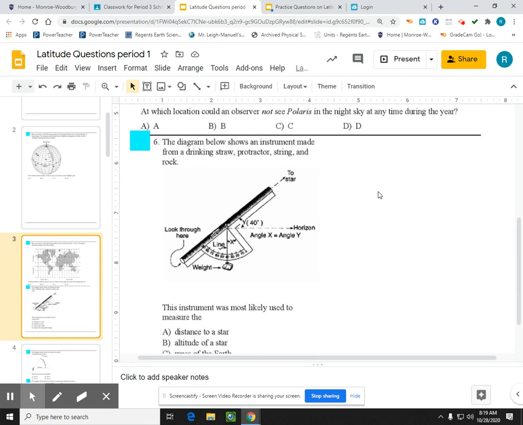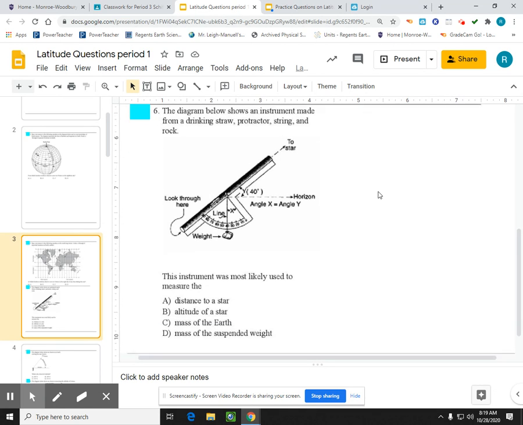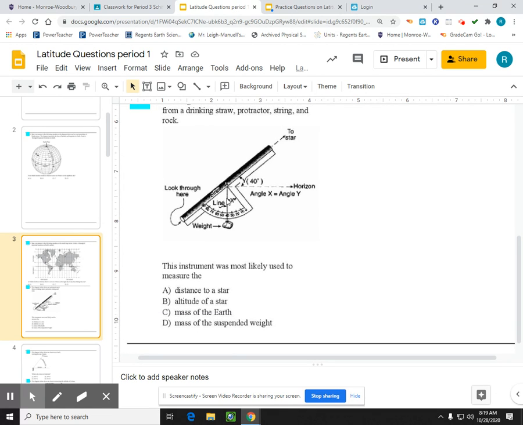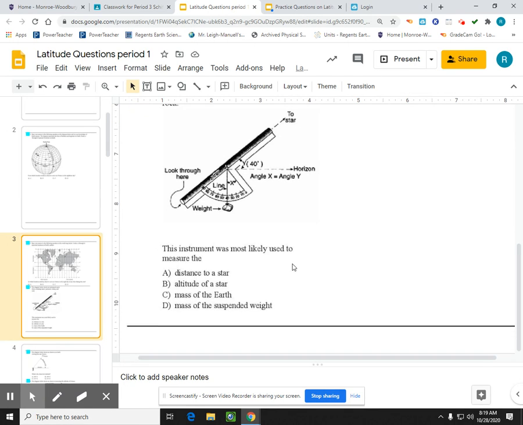Number 6, the diagram below shows an instrument made from a drinking straw, protractor, string, and rock. What I notice here is it's got this weight to measure an angle. You look through here to a star. The instrument was most likely used to measure the altitude of a star, and that would possibly give you the latitude.